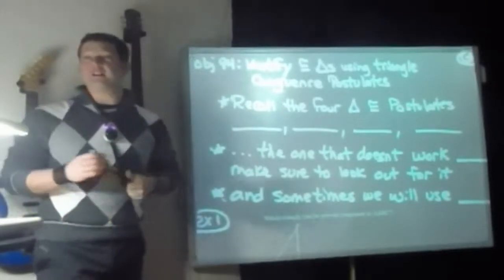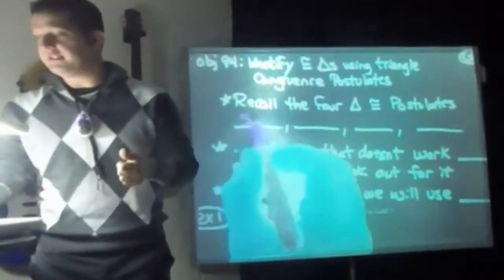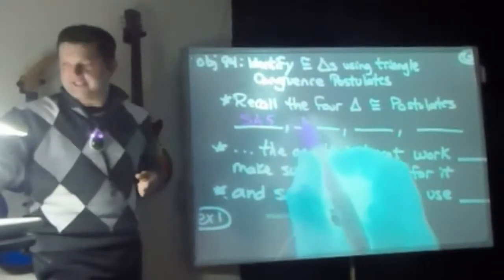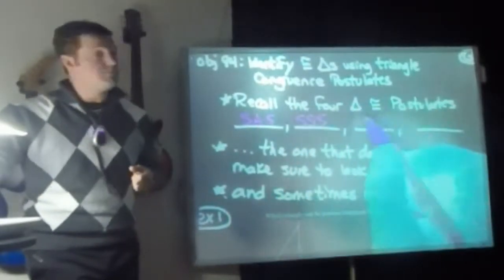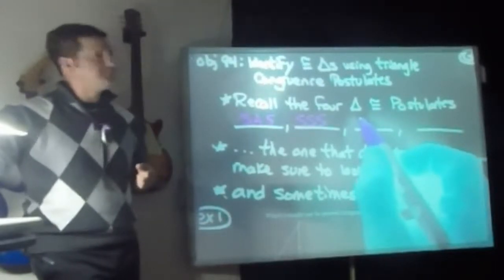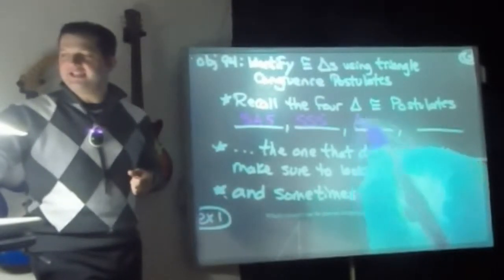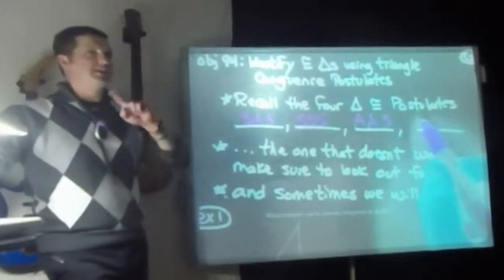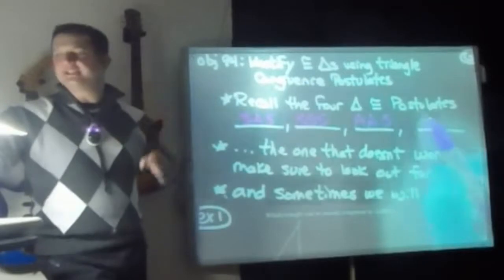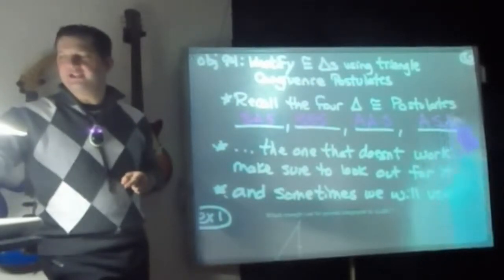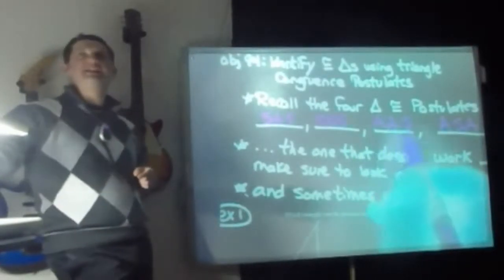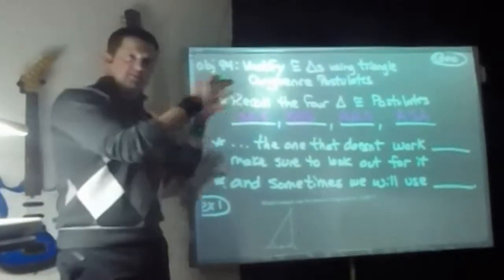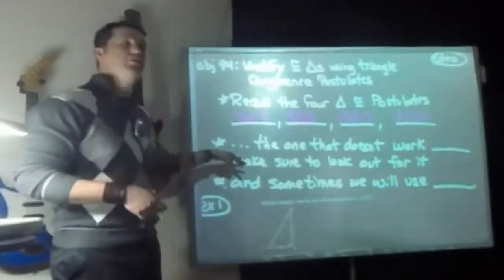Recall the four big postulates. SAS was the first. There's one. SSS. Then AAS. There's one more, we're going to get to that one. ASA. You got SAS and ASA. You got S's and you got A's. Those are your four.